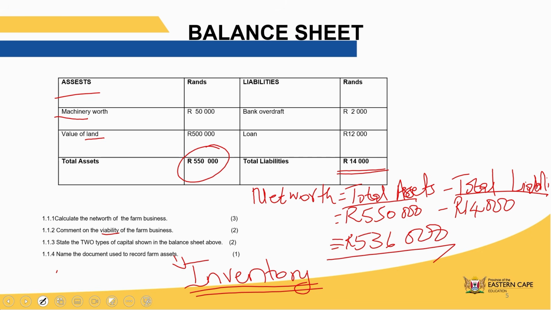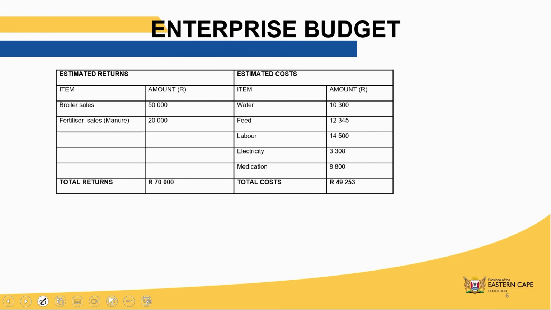Now, let's move to another farm record. This one is an enterprise budget. We have two types of budgets, the whole farm budget and the enterprise budget. The enterprise budget involves operations of a single enterprise. For example, it can be an enterprise budget for broiler production, for maize production, for rose flower production, for dairy production, any type of production, but it focuses on a single enterprise.